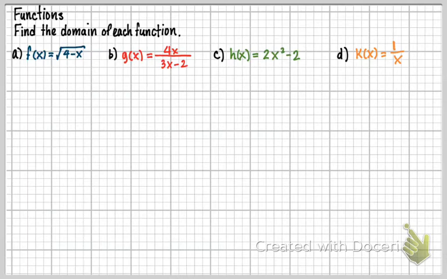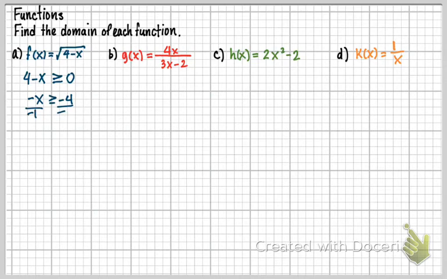When I look at this first one, hopefully we realize that anything under this square root cannot equal a negative number. 0 is okay because the square root of 0 is 0, but it can't be negative. So whatever's under there has to be greater than or equal to 0. All I have to do is solve this inequality. First I would subtract 4. Then I get negative x is greater than or equal to negative 4. And then I have to divide both sides by a negative 1.